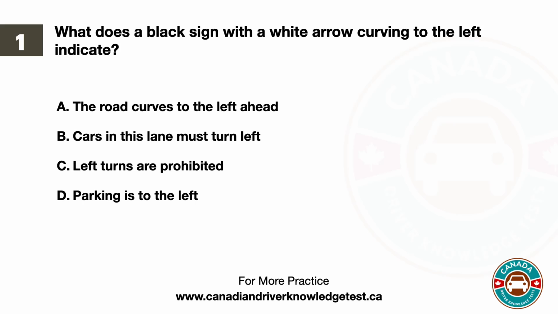Question 1. What does a black sign with a white arrow curving to the left indicate? A. The road curves to the left ahead. B. Cars in this lane must turn left. C. Left turns are prohibited. D. Parking is to the left. The answer is B. Cars in this lane must turn left.